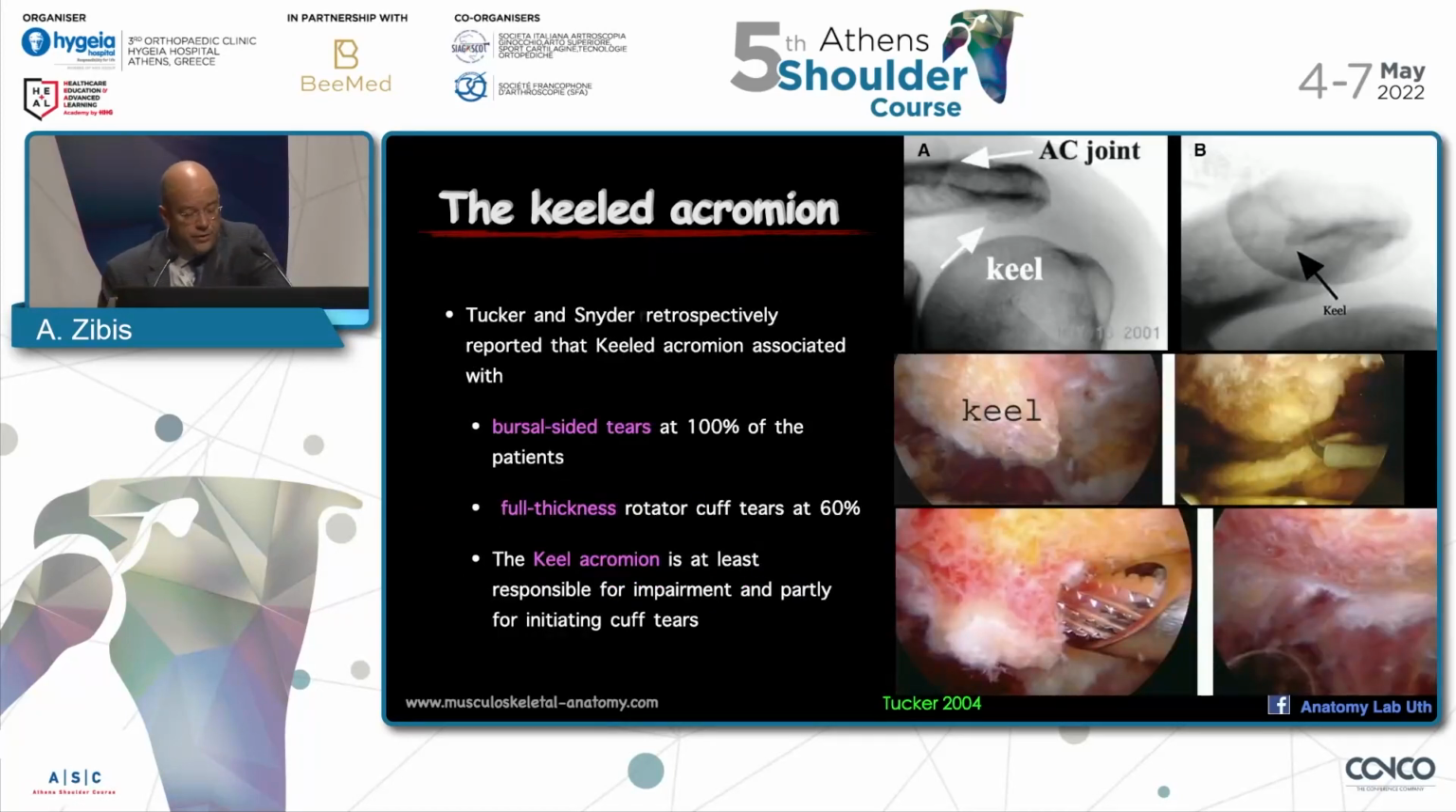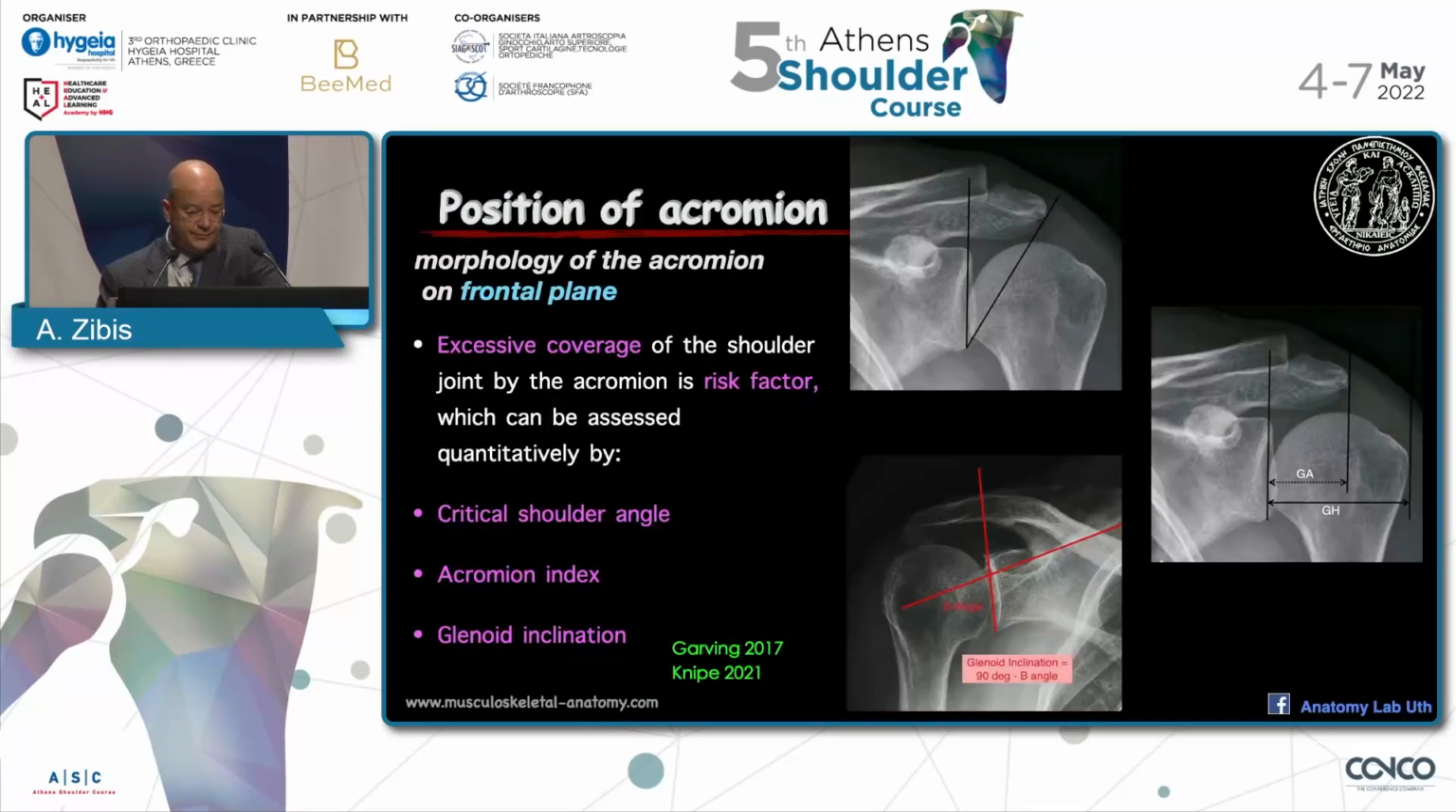According to the authors, they found the keeled acromion in 100% of that group with rotator cuff tear on the bursal side, and in 60% of patients with full thickness rotator cuff tear. The keeled acromion is at least responsible for impingement and partially for initiating rotator cuff tears.